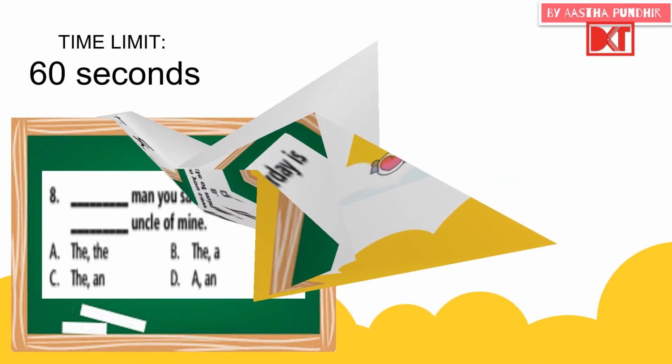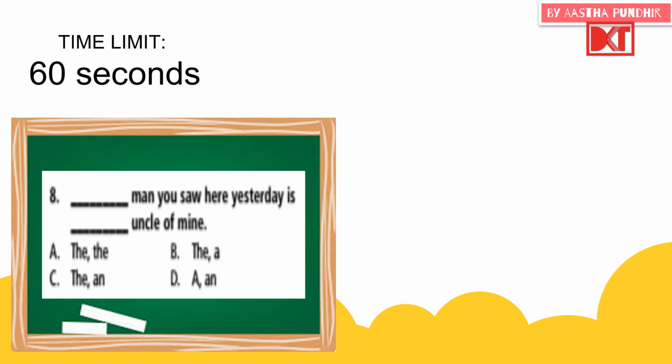Alright, so here it says dash man you saw here yesterday is dash uncle of mine. So here we have to fill in two blanks, the or the, or the and an, or an and the. Let's just see. First is dash man. Now here are we talking about a specific man or are we talking generally about any man? Here we are talking about a specific man. अभी हमने describe किया है the particular man you saw here yesterday. So we are giving a description. So here we will use the.